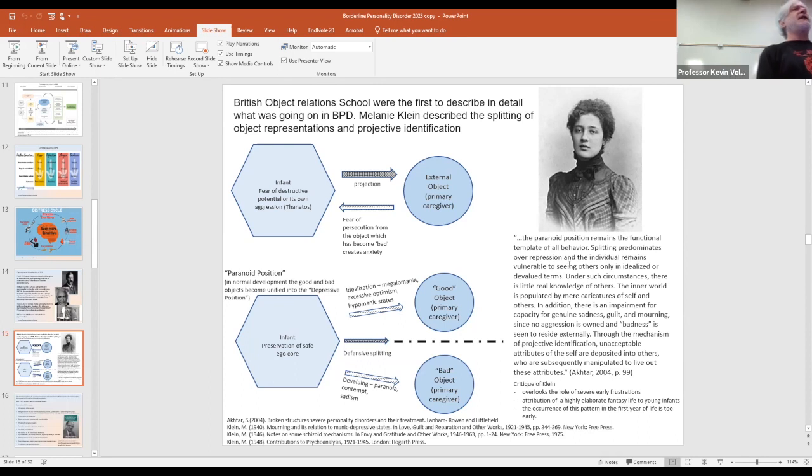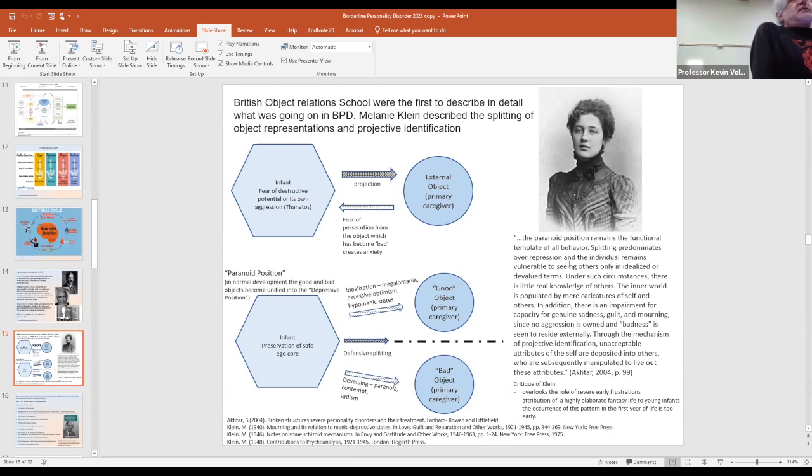Melanie Klein was an analyst who specialized a lot in working with children, and she developed a separate subschool of psychoanalysis, Kleinian analysis. My analyst was a neo-Kleinian, and they are known for giving very direct, in-your-face interpretations.